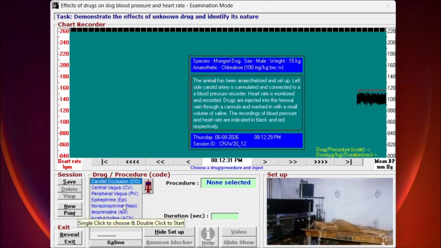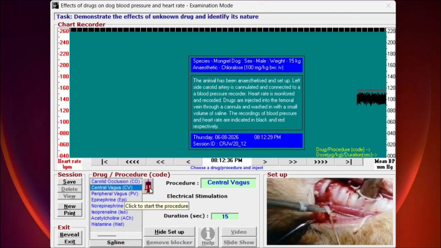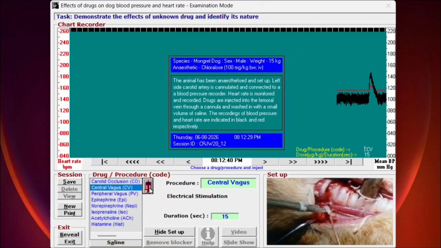Now let's see central vagus. We are going to click on this central vagus, and then again we will be clicking on the inject button. So you know the effect. I'm not going to discuss that because I have already covered that in the previous videos. You can click on the I button to check out those videos.